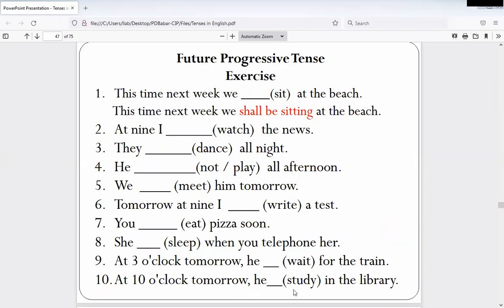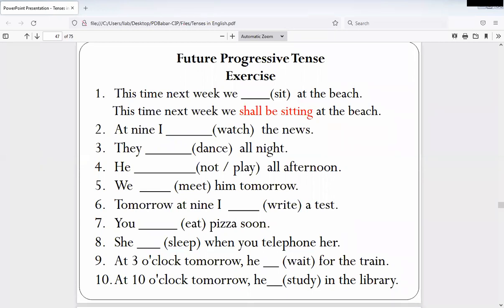So what will be the structure here? At 10 o'clock tomorrow, please tell me at least one. Tomorrow at 10 o'clock. Okay, at 10 o'clock tomorrow, he will be studying in the library.